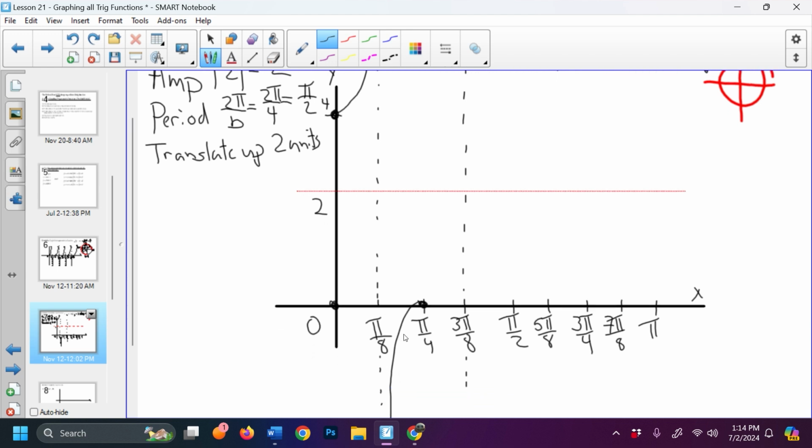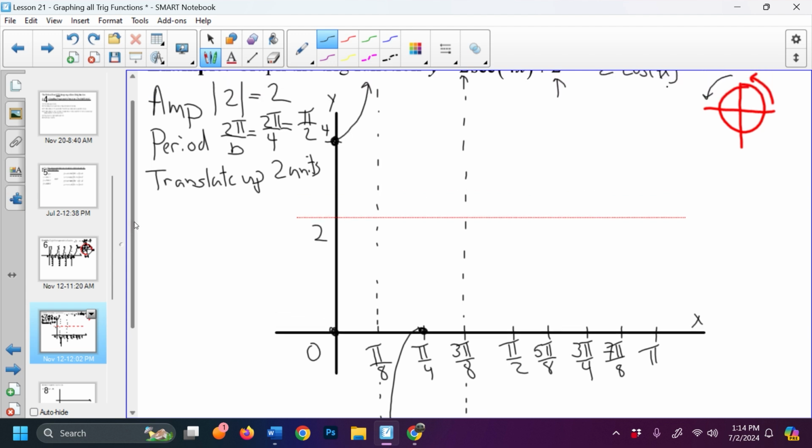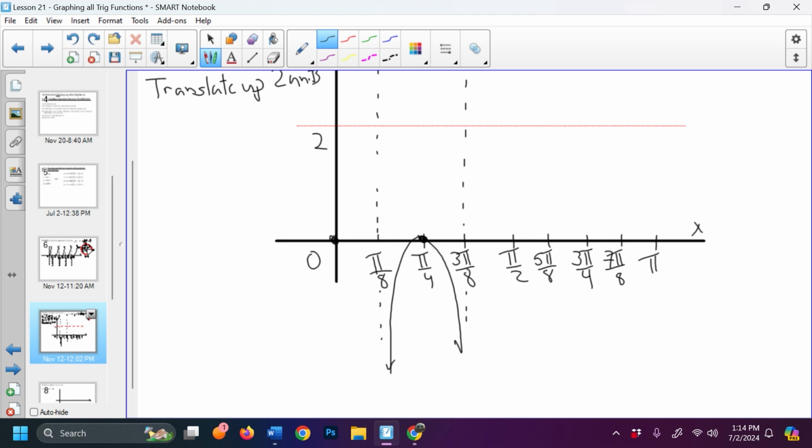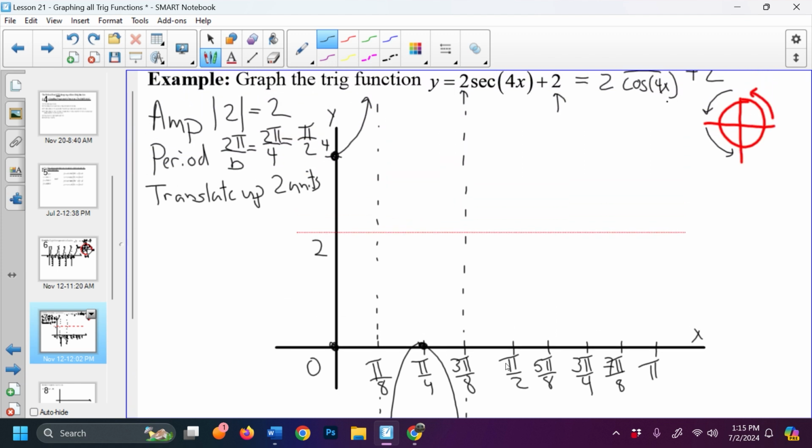The function can do two things from pi over 4 to 3 pi over 8. It can either start here and go up, or it can start here and go down towards -infinity. Now, because we are still in that third quadrant, cosine is negative here, so I'm going to have negative values. It's going to continue to go down. So my last value in this first period is pi over 2. Pi over 2 times 4 is 2 pi. The cosine of 2 pi is 1. 1 times 2 is 2. Plus 2 is 4. So at pi over 2, I'm going to have another 4.